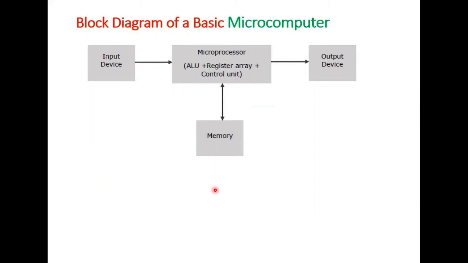Now we'll see the block diagram of a basic microcomputer. So we have the microprocessor here. The microprocessor is the brain of any computer system, and it is connected with peripheral devices like input device, output device and memory. The input device is used to send data to the microprocessor, and the output device is used to receive data from the processor.